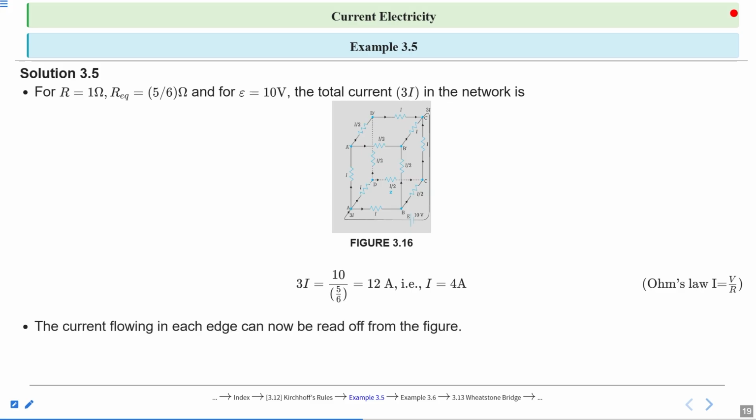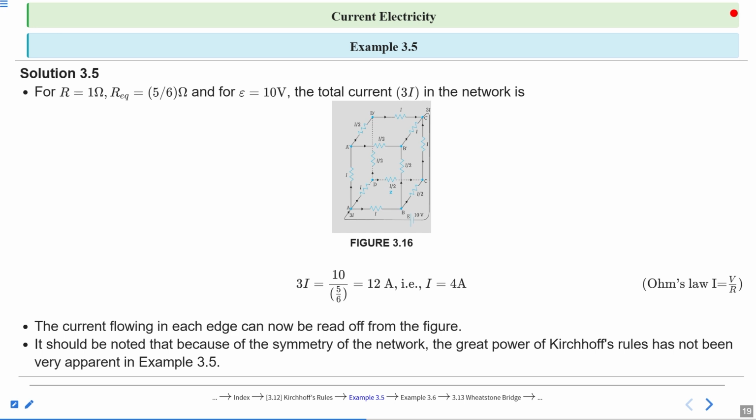The current flowing in each edge can now be read off from the figure. So from the figure we can see the current flowing through each path. Where I is written, current is 4 ampere. Where I by 2 is written, current is 2 ampere. And where 3I is written, current is 12 ampere.